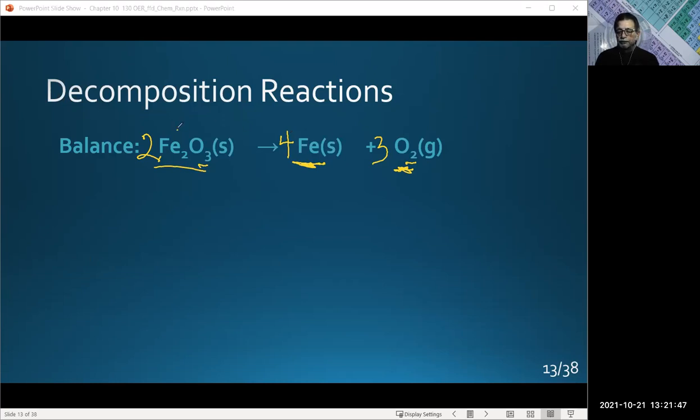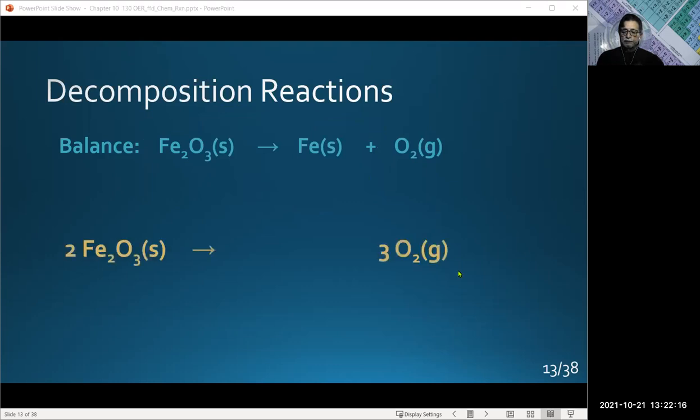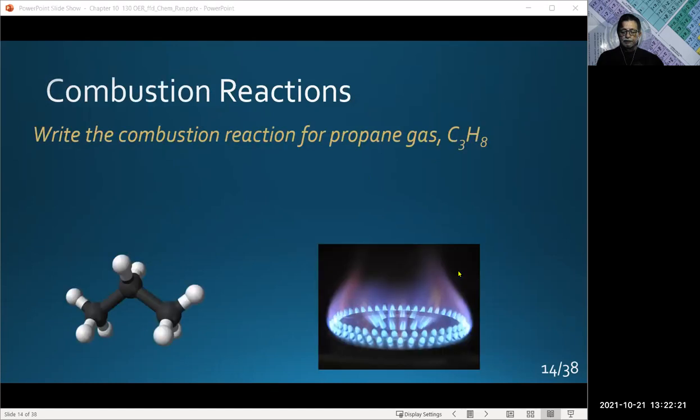Note the ratios. It's a 2 to 4 between the iron 3 oxide and iron. It's a 2 to 3 ratio between the iron 3 oxide and the oxygen. And between the iron and the oxygen, there is a 4 to 3 ratio. You may need to know that information. There we go. And don't forget the physical states are given to you.